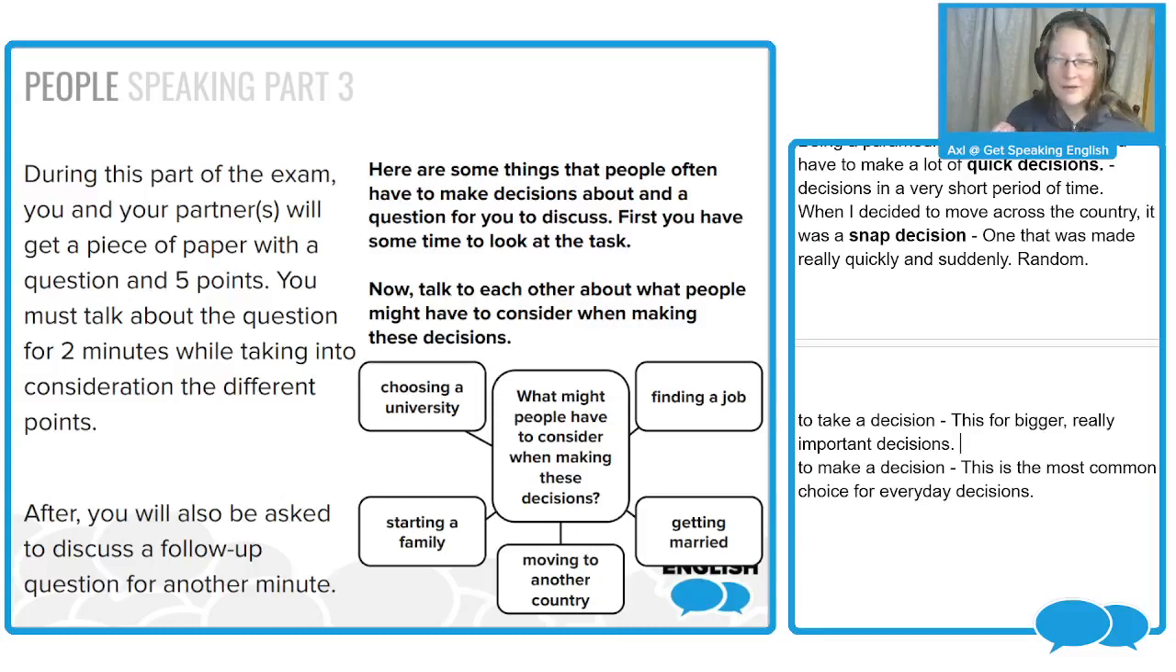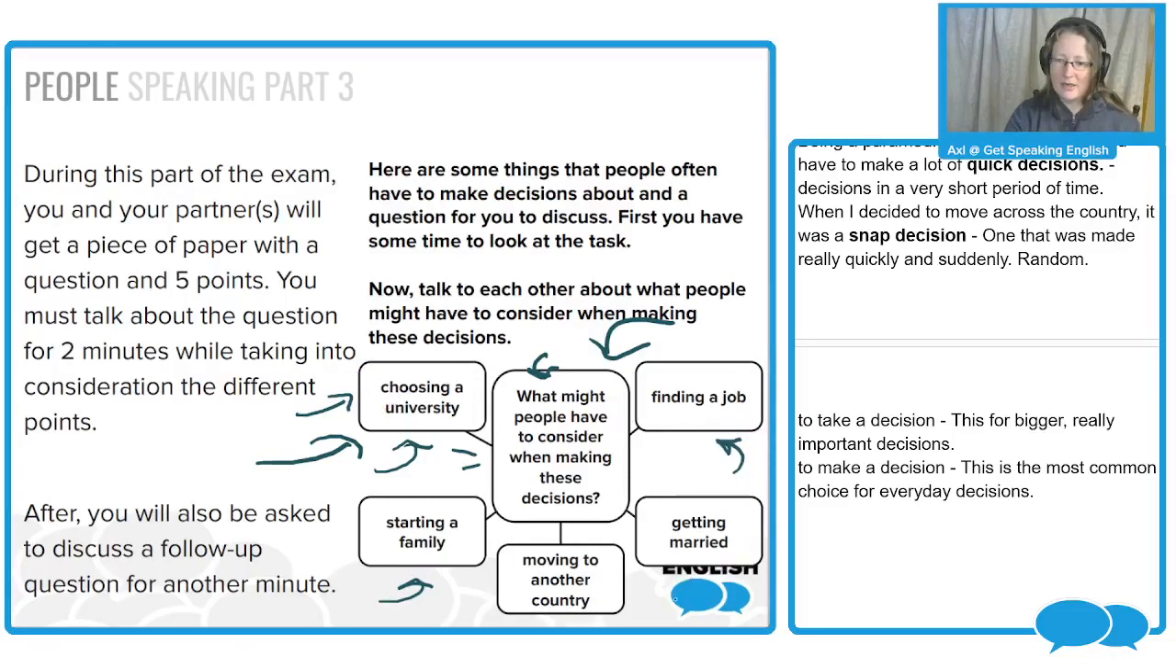So part 3 of B2 First, C1 Advanced, you basically get a sheet of paper, sort of looks like this. It'll have a question in the middle with 5-6 points surrounding it that are connected to it. And you basically have to talk about the question while taking into consideration the little points that are connected to it. So in this, for example, the question is, what might people have to consider when making these decisions?